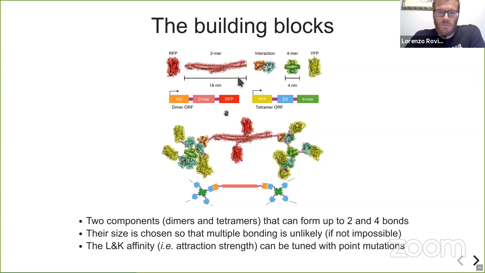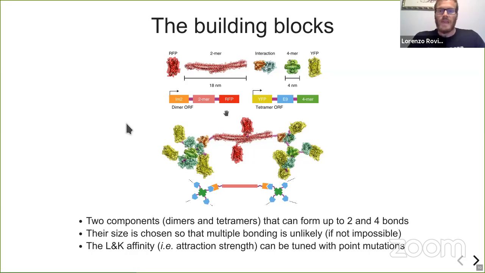Then there is a sort of body, which is long and stiff for the dimer, and small for the tetramer. And then you have some fluorescent proteins of different colors so that you can spot the different proteins on a microscope. This design was chosen carefully so that the red thing cannot easily bind twice to a tetramer. That helps with both modelization and with understanding what's going on.